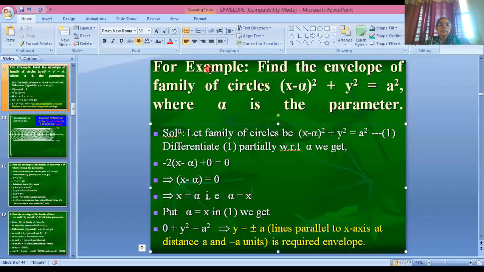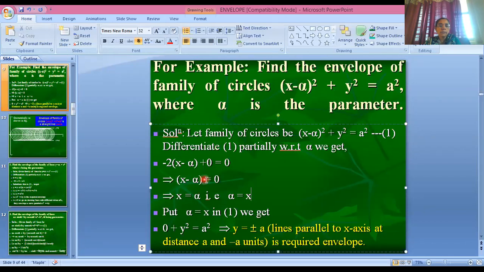Find the envelope of the family of circles. Same example: (x minus alpha) whole square plus y square equal to a square, where alpha is a parameter. I showed it already using the geometrical figure, and now you can prove it algebraically. The procedure I told already: take the given curve as 1 and differentiate that partially with respect to alpha. Differentiation of (x minus alpha) whole square is minus 2 times (x minus alpha), plus y square is 0, x square is 0, because while differentiating with respect to alpha all the remaining terms are constants. Therefore the differentiation is 0 there.